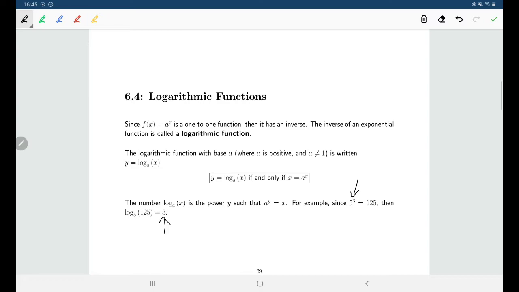5 to the power of 3 is 125. Here, the 3 was the input. For the logarithm, what comes out of the log would be the power. So when somebody says, what is log base 5 of 125? They're asking you, 5 to what power gives you 125? And the answer is, the power is 3. That means anytime we have an exponential function or an exponential equation, we should be able to rewrite it as a logarithmic function or logarithmic equation.